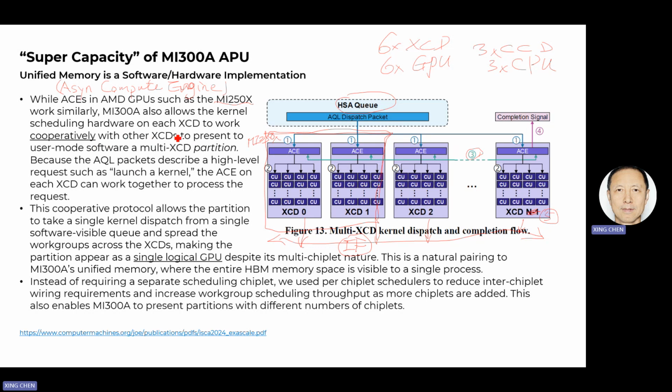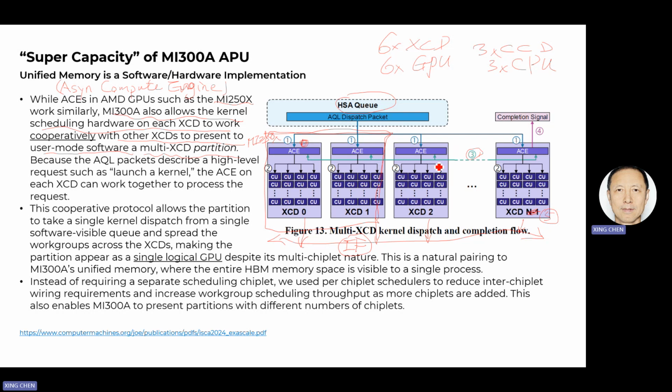That means these asynchronous compute engines can work cooperatively. Cooperatively means that if you have workloads, you can put the first one on XCD 0, and then the second onto XCD 1, and so on. Basically, you can make these XCDs work cooperatively. So MI300A allows the kernel scheduling hardware on each XCD, meaning the ACEs, to work cooperatively with other XCDs to present to user mode software a multi-XCD partition.